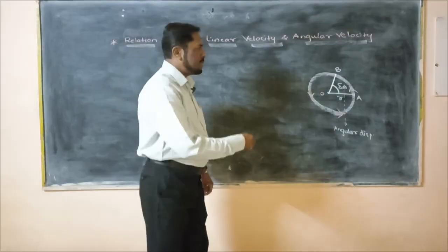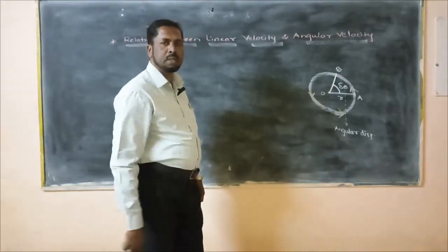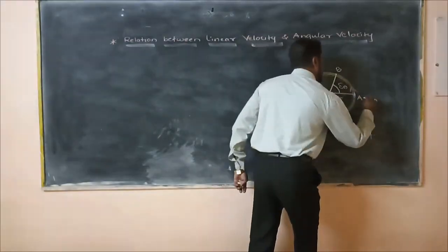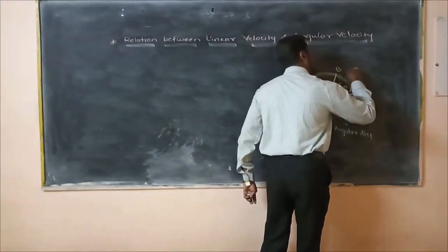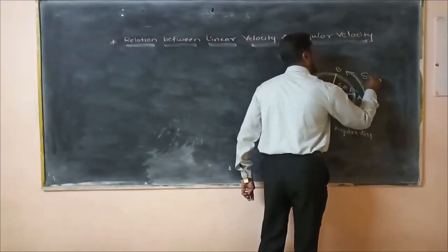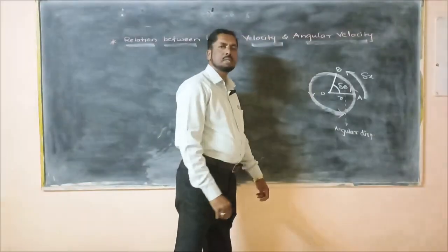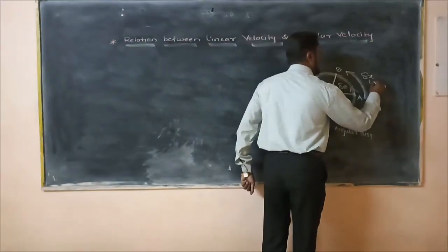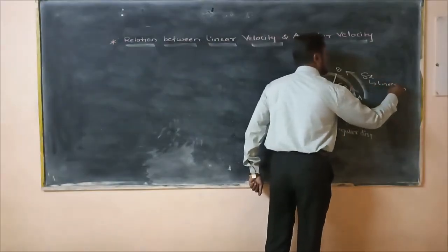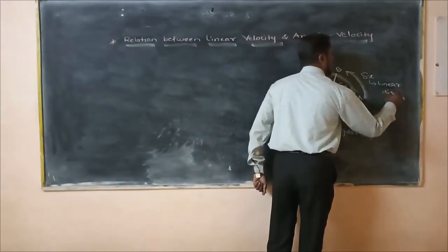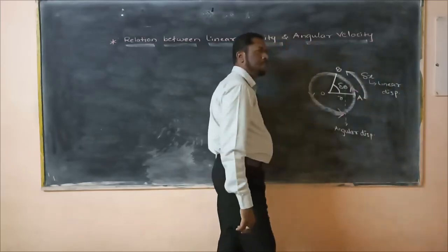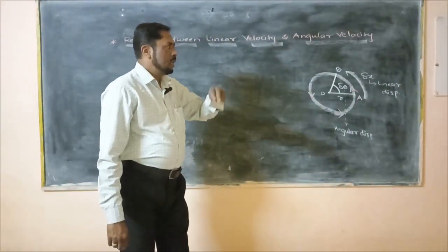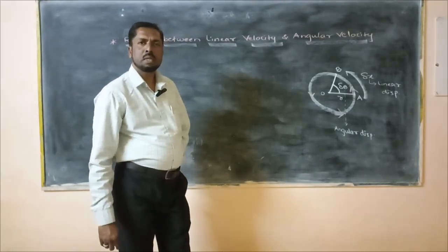As A moves in anti-clockwise direction, it is performing uniform circular motion. When it reaches point B, it also covers a certain displacement delta x, which is called the linear displacement, as shown in the figure.